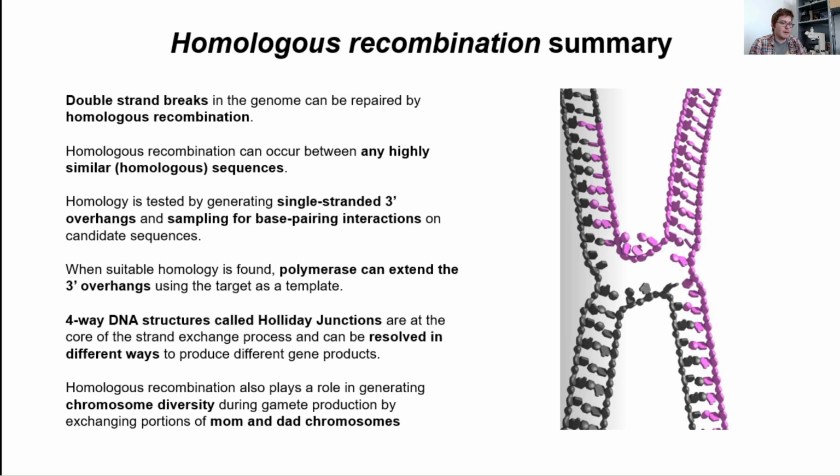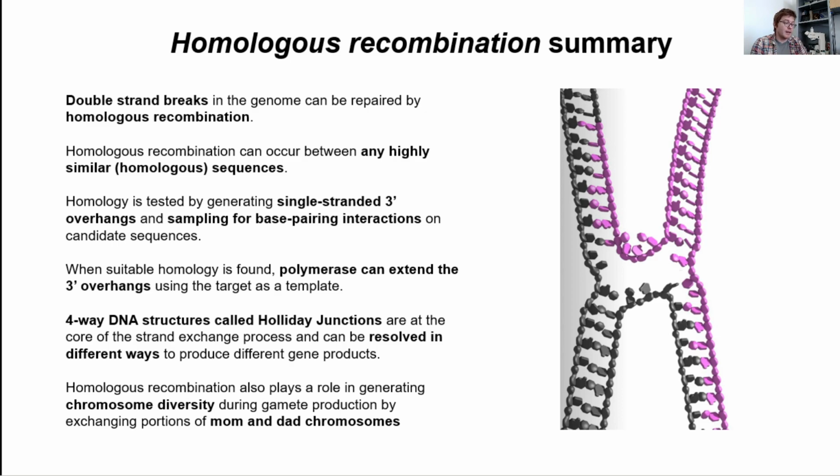So to sum up what we have talked about with respect to homologous recombination, I know there's a lot on this slide, but it's a little bit tricky, so I just want to make sure we go through everything very clearly. Double-stranded breaks that occur in the genome can be repaired through this homologous recombination mechanism, and homologous recombination is something that can occur between any highly similar homologous sequences. So it's not a specific sequence that's being looked for. Any sequence that has complementarity to another can provide the substrate for this recombination reaction to occur.